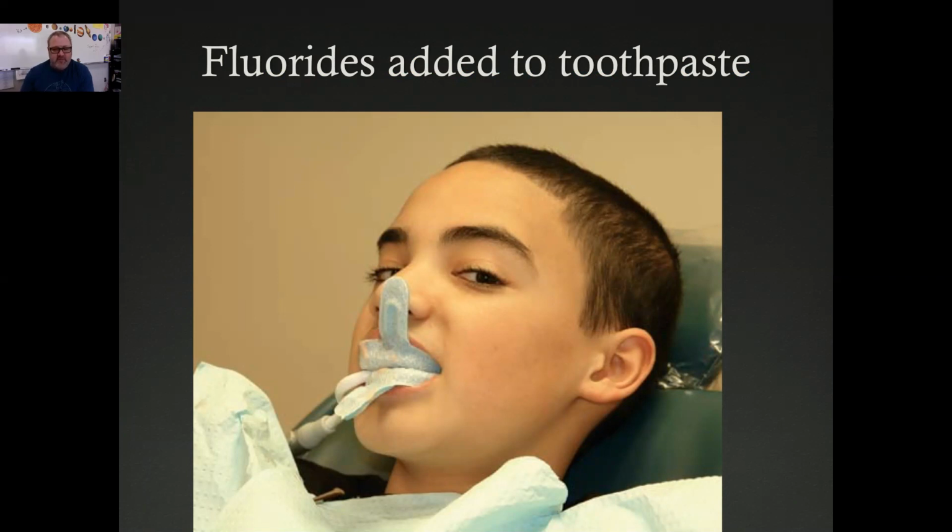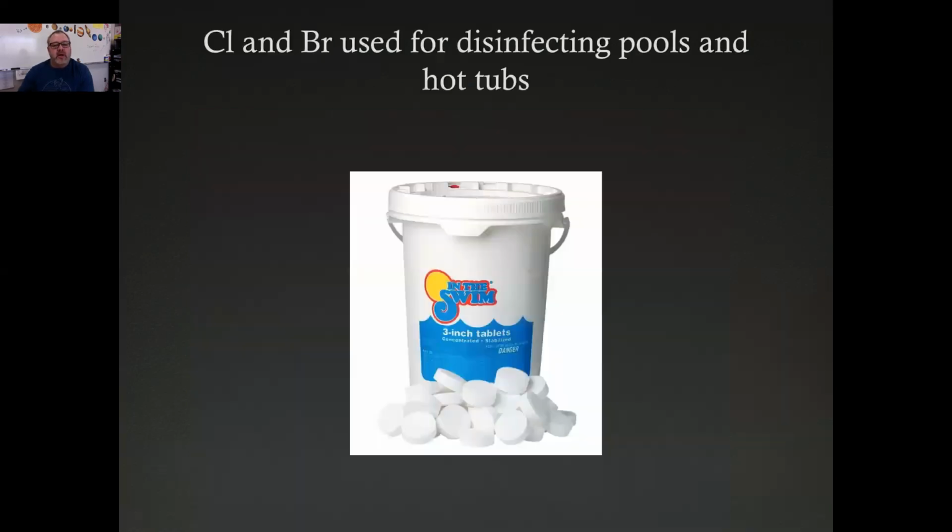There's a picture of someone that's getting their fluoride treatment. They don't do it like this anymore. Apparently, I was at the dentist a couple weeks ago, and they just have something they put on your teeth now. They don't have the little tray that you have to bite into, and they suck it out with the little sucker deal. Okay, chlorine and bromine are used for disinfecting pools and hot tubs, things like that.